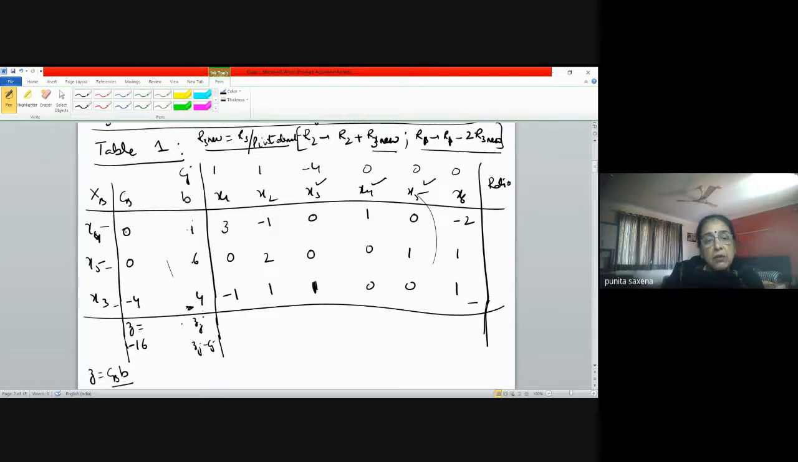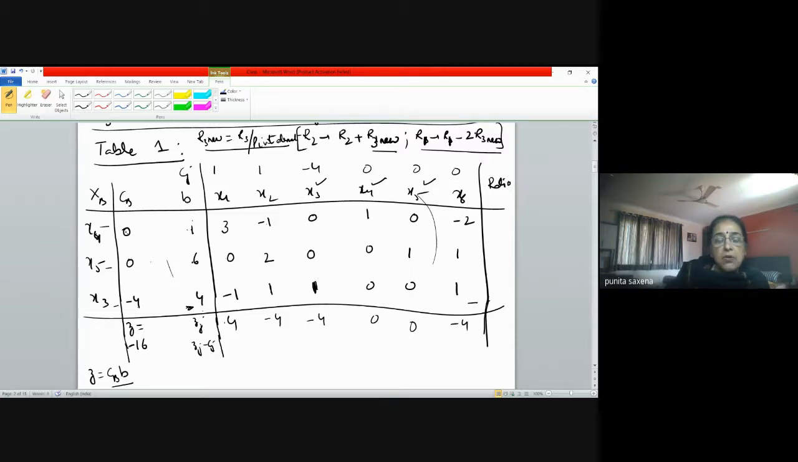Okay. Now compute your Zjs. Your Zjs were what? CBAJs. Right? So what does CBAJ mean? 0, 0 and 4. Right. Then 0, 0 and -4. That's what is coming, right? -4, 0, 0 and -4 again.